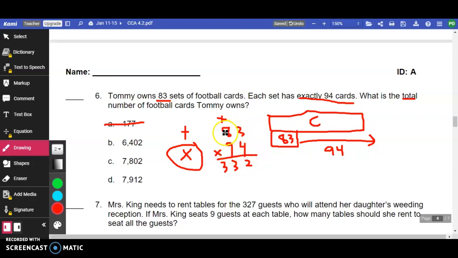What's 90 times 83? We begin with a 0 for our 90. 9 times 3 equals 27. 9 times 8 equals 72, plus 2 equals 74.